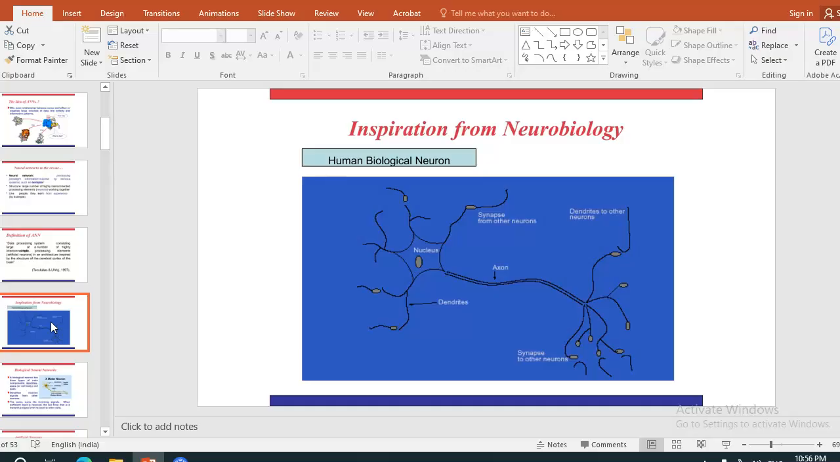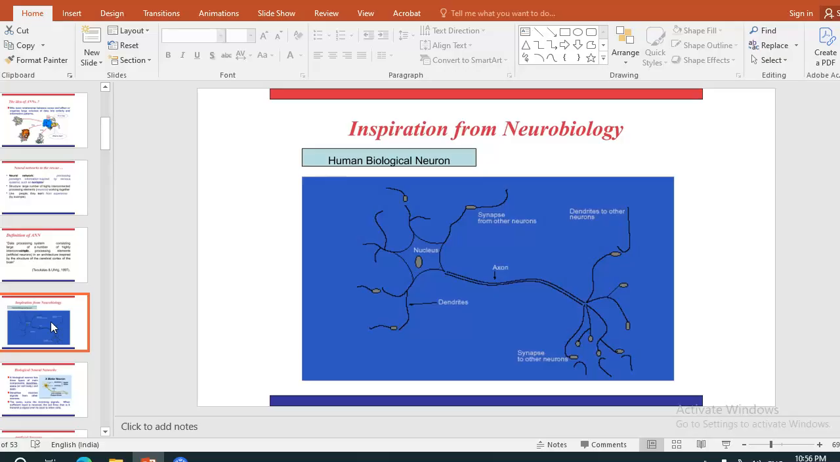Normally this is the structure of the human brain based on neurobiology. We have neurons consisting of a nucleus, dendrites, axon, and synapse. These are all the different parts of the neuron. Here the dendrites act as input units; every neuron has many dendrites.